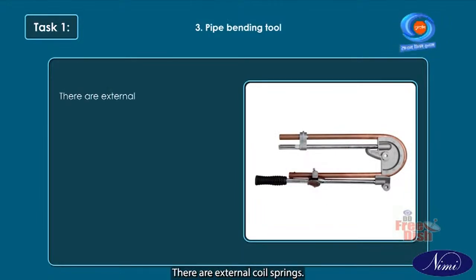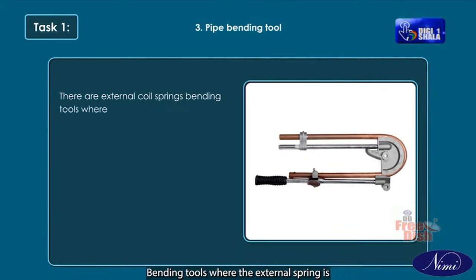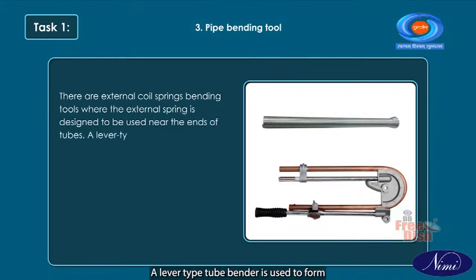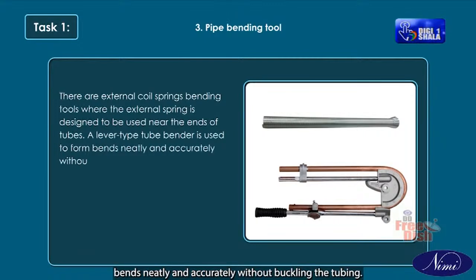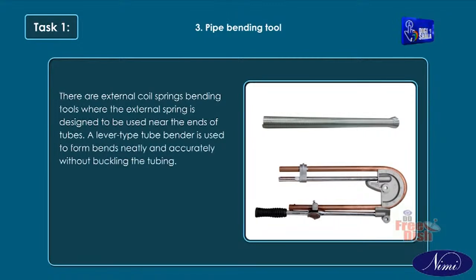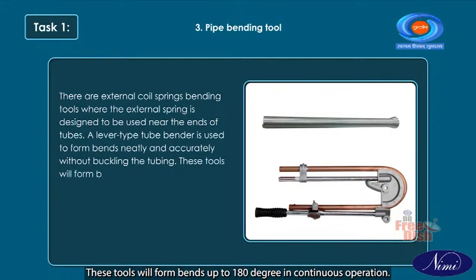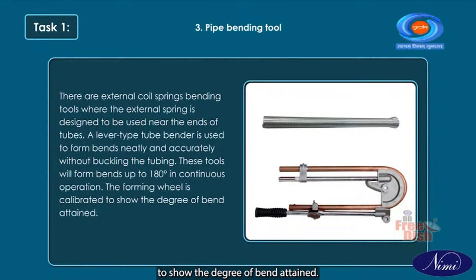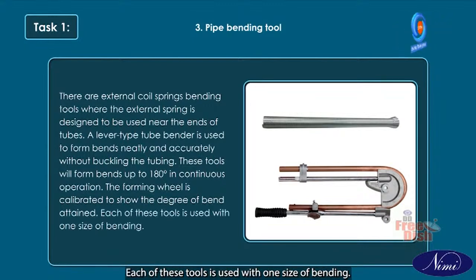Number 3. Pipe bending tool. There are external coil spring bending tools where the external spring is designed to be used near the ends of tubes. A lever type tube bender is used to form bends neatly and accurately without buckling the tubing. These tools will form bends up to 180 degrees in continuous operation. The forming wheel is calibrated to show the degree of bend attained. Each of these tools is used with one size of tubing.